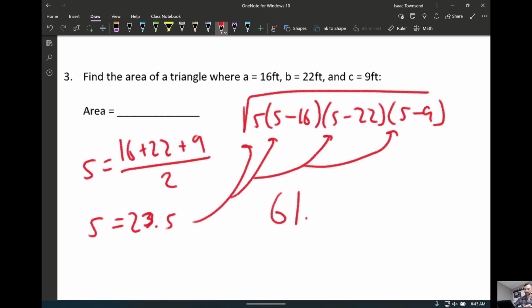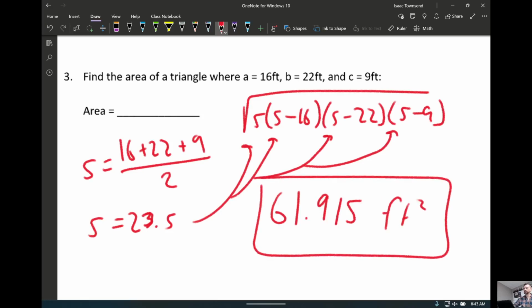And that gives me 61.915. And since that's area, it would be feet squared. Always works. And if you have a calculator, again, it's doing the arithmetic for you. You just have to know the formula to be able to use it, which we will provide for you on the quiz, so that's not an issue for our class at least. And how to find s. And just practice plugging it in. So definitely one of the more useful area formulas.